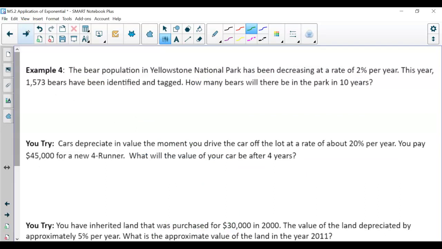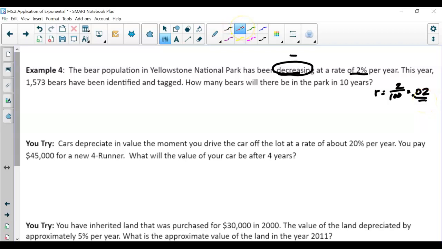So now here, example 4 is a little different. We're still going to read through, but now notice that the population of bears is decreasing. So now we're not going to add the rate, we're now going to subtract the rate. So here our rate is 2%. So again, R is 2 out of 100, right? Because we have to convert that. So it's 0.02, 2 divided by 100. So this is our rate here.